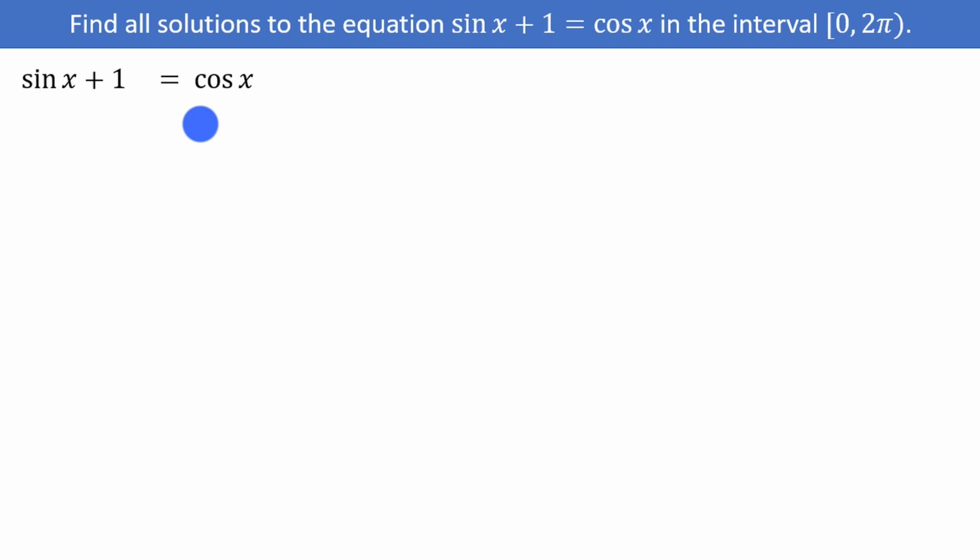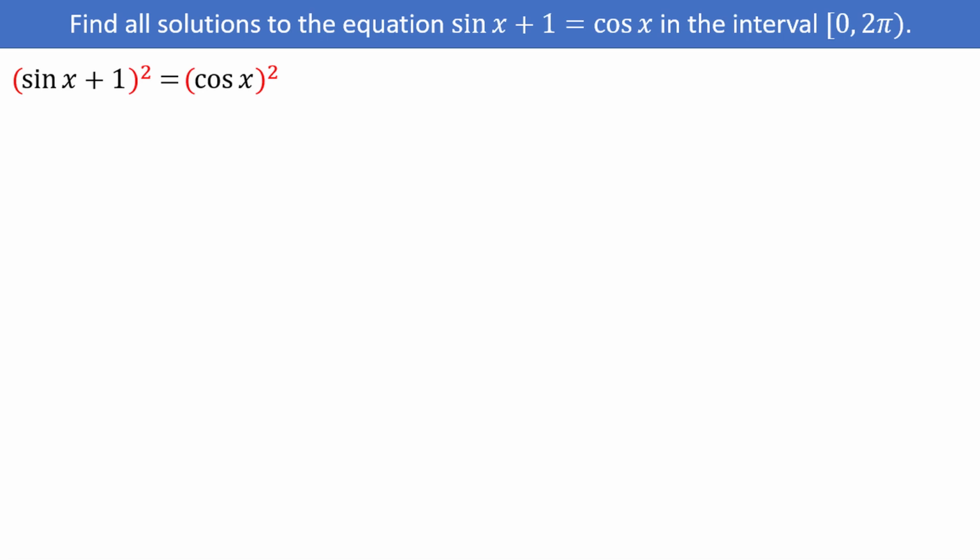Unfortunately, there is no identity that directly changes sine to the first power to cosine or cosine to the first power to sine. However, the Pythagorean identities relate to squared trig functions, so if we square both sides, then we will be dealing with squared trig functions, which will allow us to convert to other trig functions based on the Pythagorean identities.